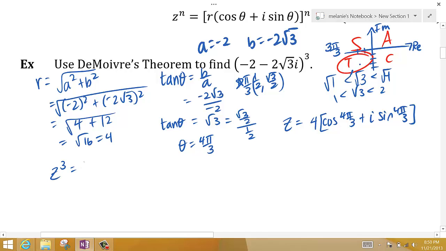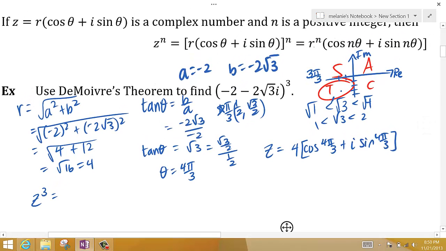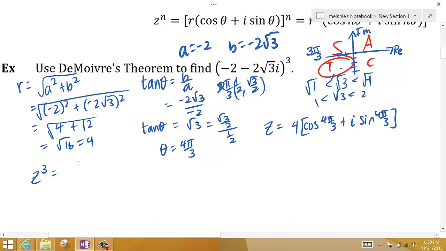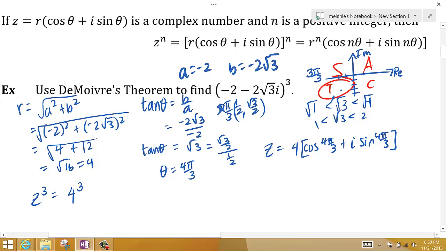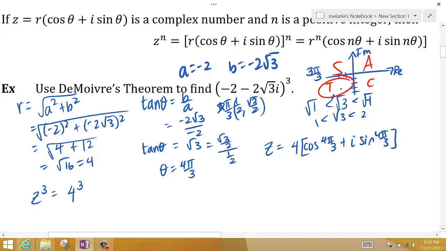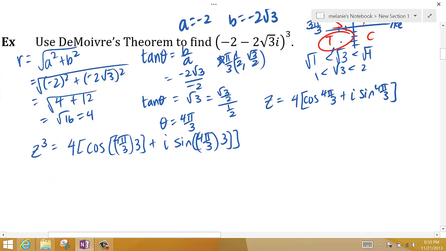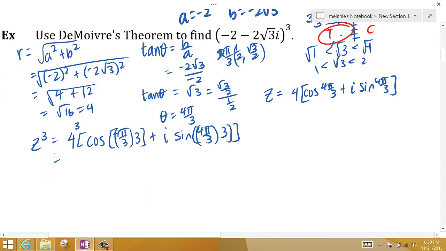So z cubed is going to be, if you can still see the formula, I'm going to do my modulus to the third power, 4 cubed, and then I'm going to take my theta, my argument, and multiply by this 3 right here. So I'll have cosine 4 pi over 3 times 3 plus i sine 4 pi over 3 times 3. Oh, this should say 4 cubed. 4 cubed is 64, and I get, the 3's will cancel, cosine 4 pi plus i sine 4 pi. So this is my z cubed.